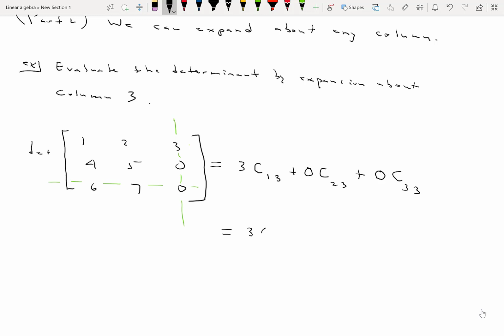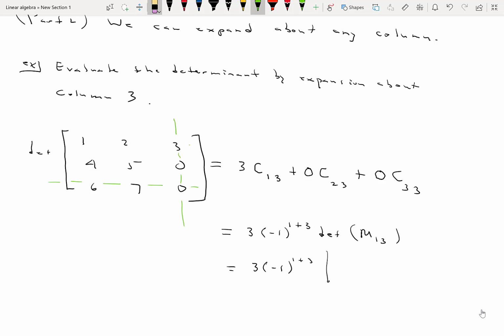The 1, 3 cofactor is -1 to the 1 plus 3 times the determinant of the 1, 3 minor of the matrix, so 3 times -1 to the 1 plus 3 times the determinant of the matrix whose entries are 1, 2, 4, and 5. Let's see. No, 4, 5, 6, and 7. Sorry about that. My goodness, I'm doing it again.